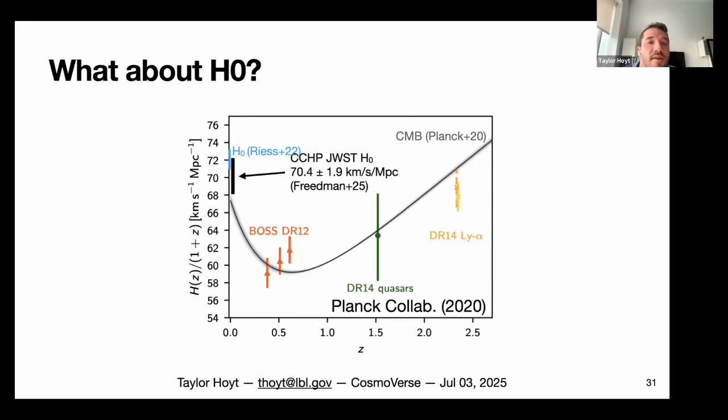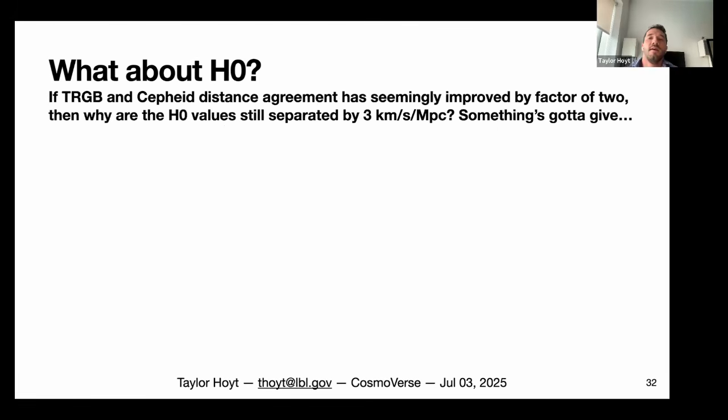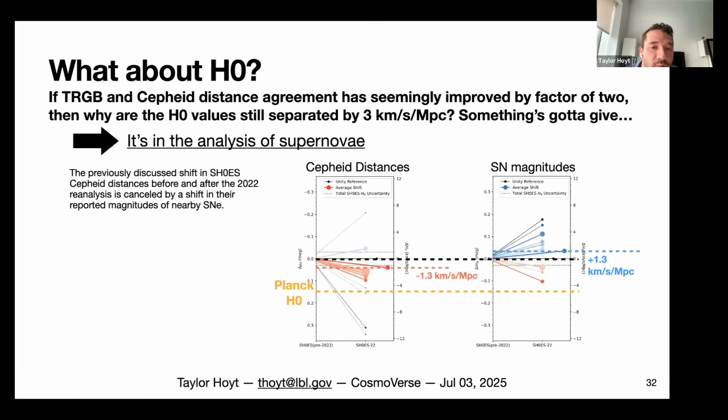So what about H naught? So again, there's the H naught from Riess 22, and then the CCHP H naught didn't change much from 21 because we really only added 4 supernova hosts. So the question still remains, what's causing this disagreement in H naught for the supernova distance ladder? So TRGB and Cepheid distances agree now. Why is the H naught value still separated by 3 kilometers per second? Something's got to give. It's in the supernovae.